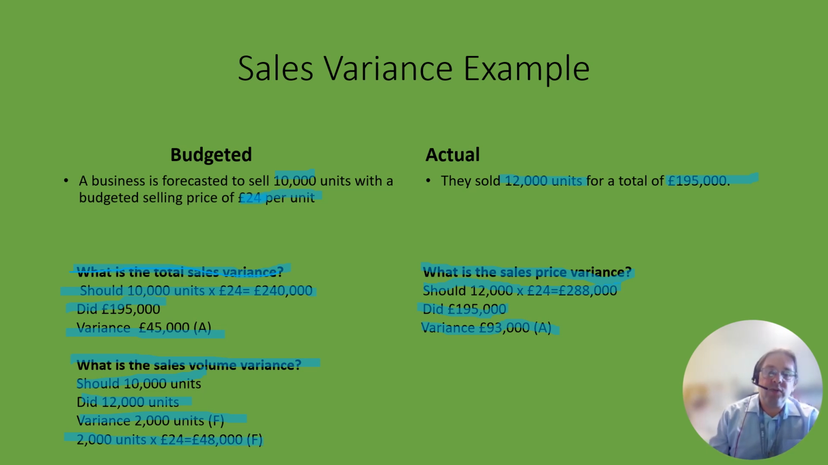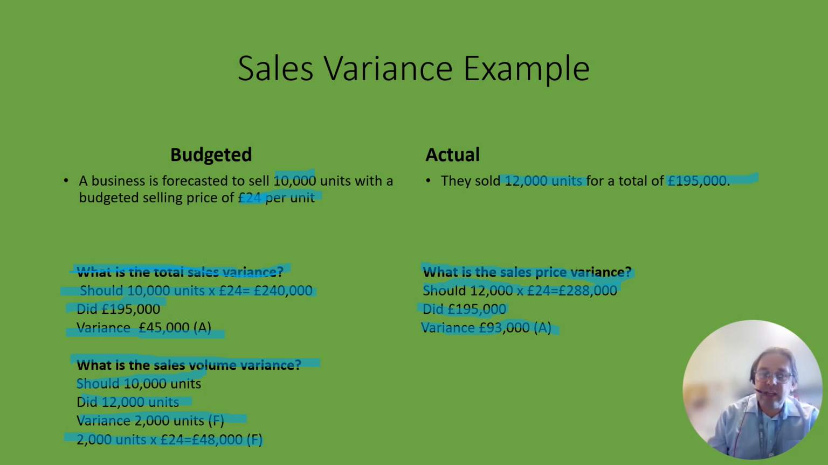So we have sold £48,000 more at budgeted level, but we sold them for a lot less, which was £93,000 adverse. If you combine those two, the £93,000 adverse take away the £48,000 favorable gives you the total sales variance, which is £45,000 adverse.